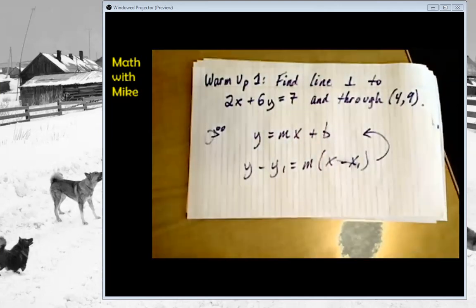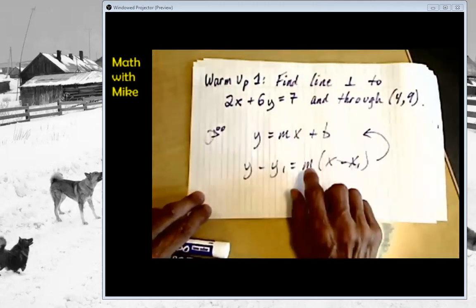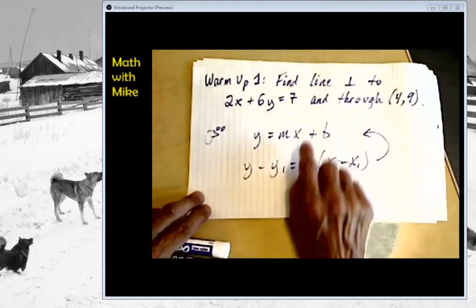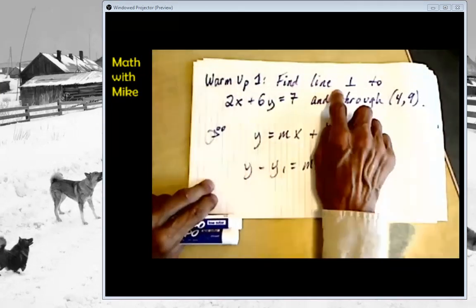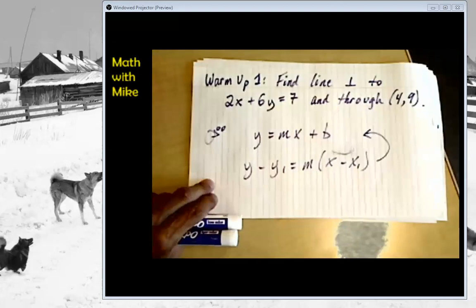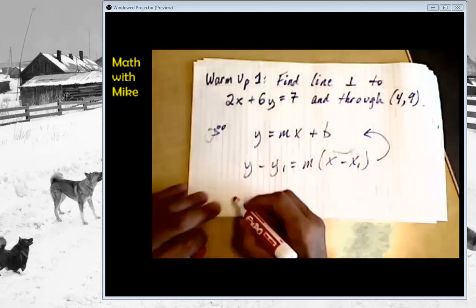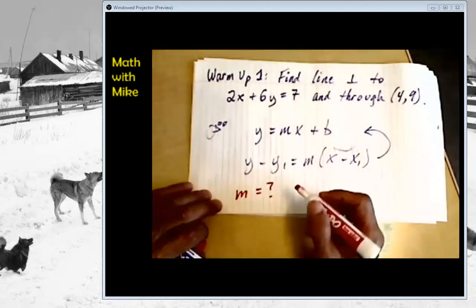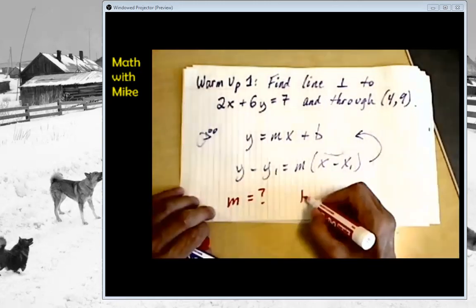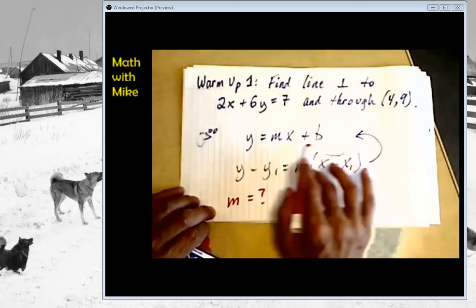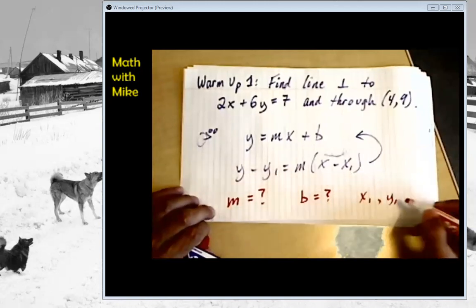So, as was pointed out, there are two different versions. I didn't ask for which one, so I'll do them both for you and see what we can do. To find the equation of a line, we've got to find the slope. We need to find what m is, and also what b is if we do the y-intercept, or x1, y1 if we do that one.